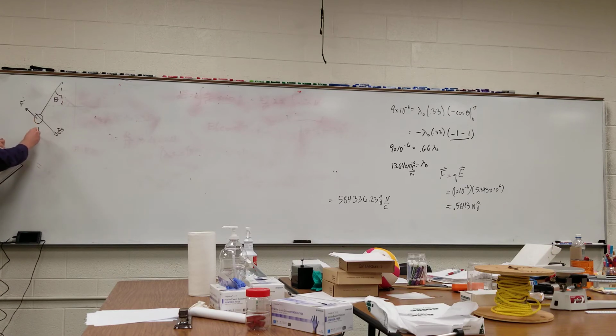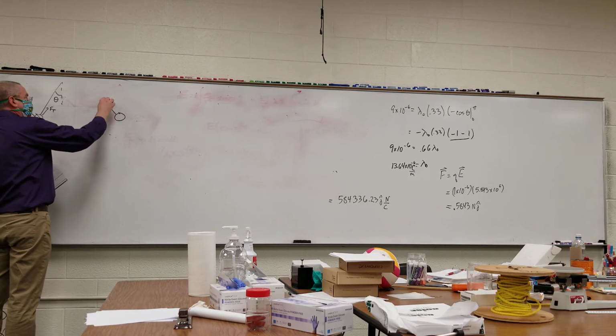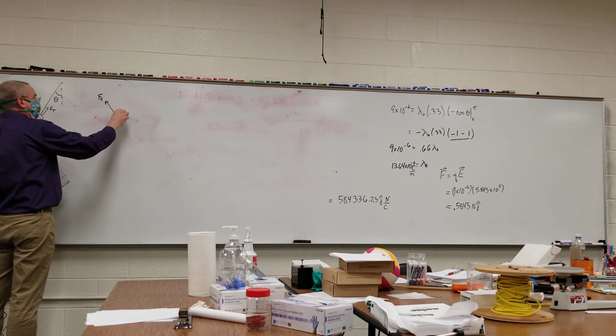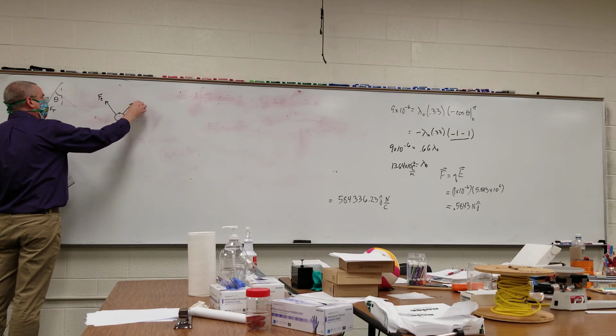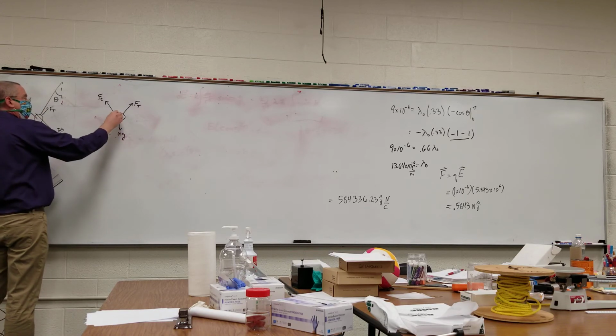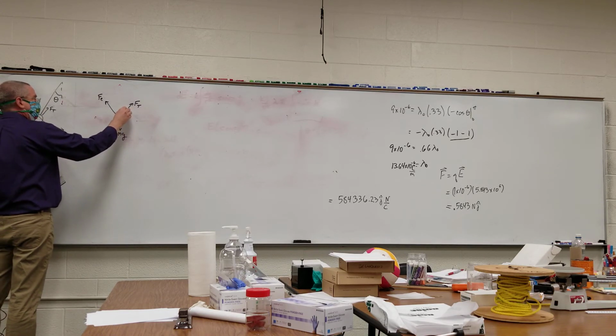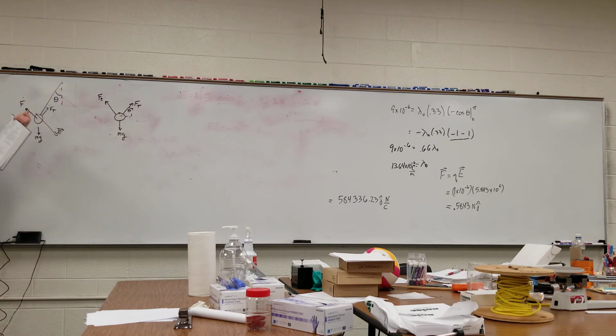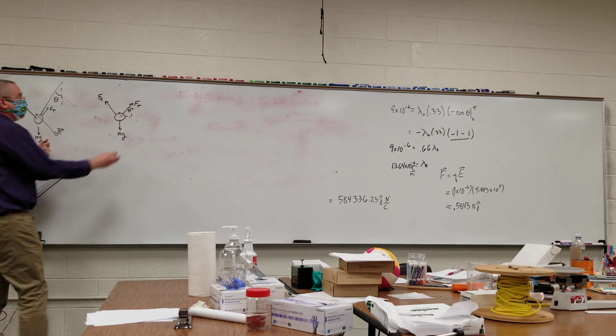We have a weight acting down of mg. And we have a tension acting this way. Or writing this out a little bit better, we have some electric force acting in that direction, we have tension acting that way, and then we have the weight acting down. I know that this angle right here is theta, which is 23 degrees.